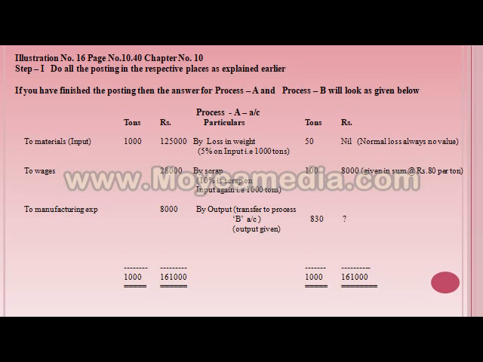So this is the posting for process A. The same you do for process B as well. Once you finish the process posting, you will get the picture which is shown in the slide for process A as well as process B. I hope this is clear for you now.